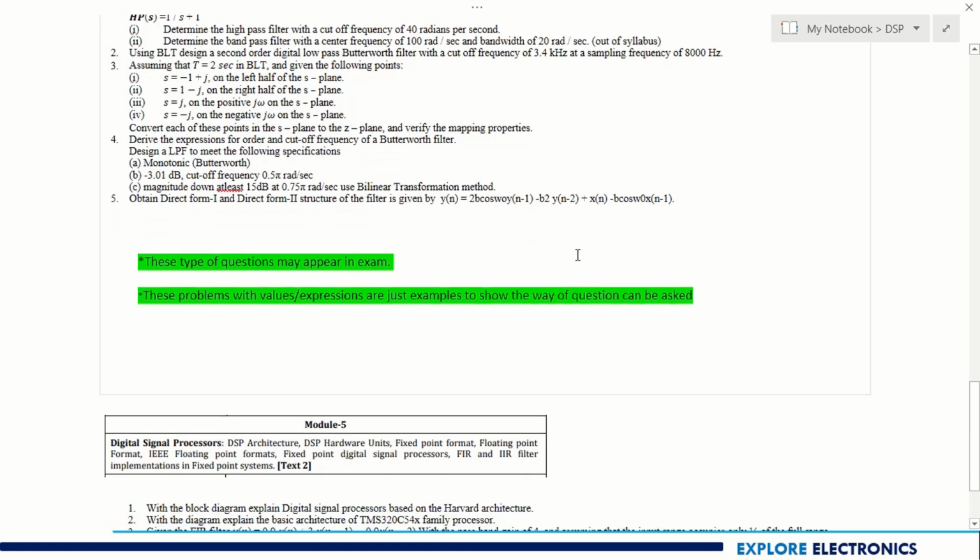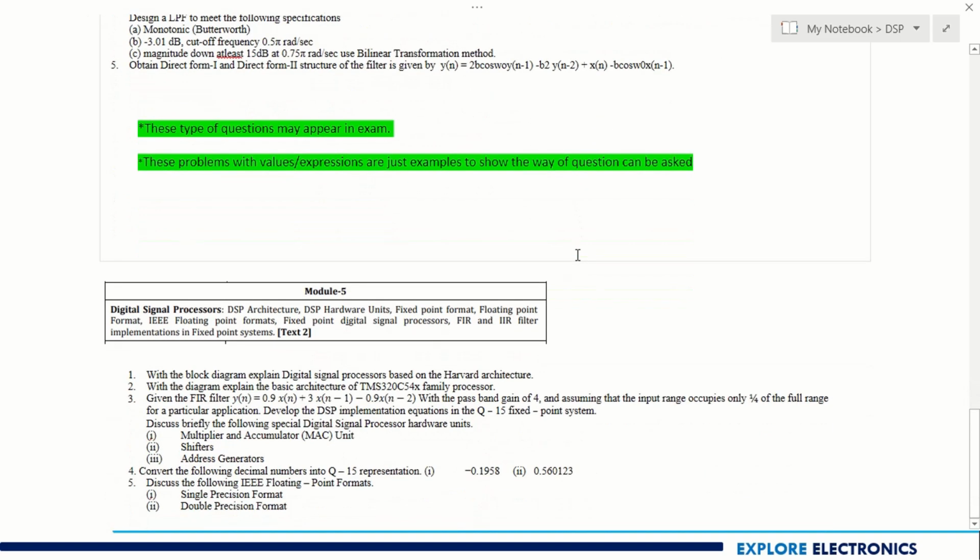And then coming to module 5, you can see module 5 questions over here. This is about digital signal processors. So a DSP architecture block diagram based on the Harvard architecture can be asked. And explain the architecture of the TMS320C54x family processor, and given an FIR filter with a gain of 4, assuming the input range occupies 1/4 of the full range. So these are the questions you may get.